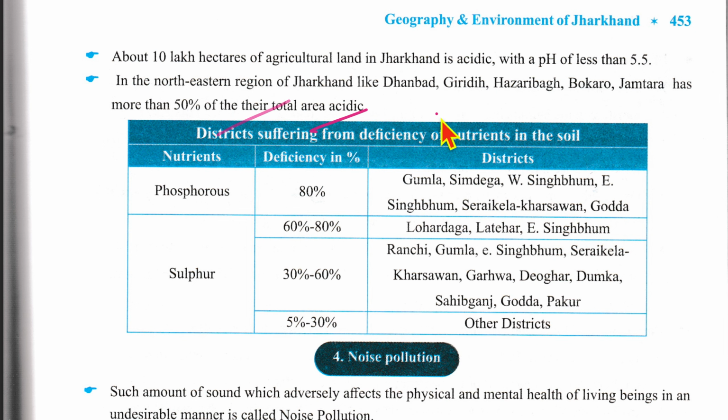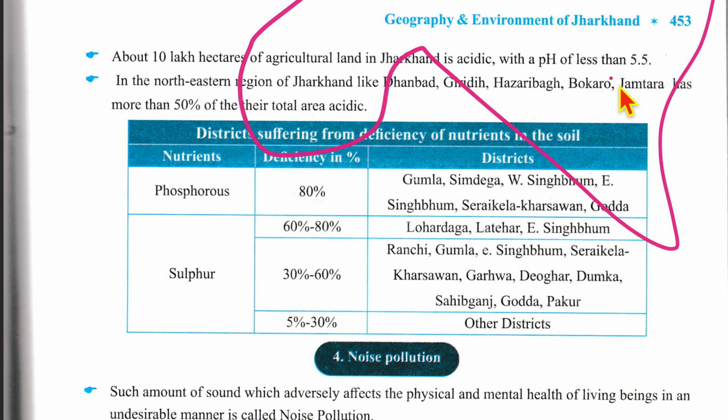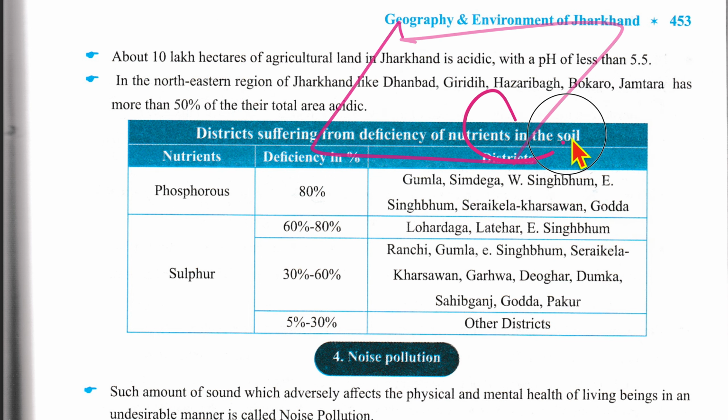Now, districts suffering from deficiency of nutrients in soil. Phosphorus deficiency, up to 80%, can be seen in Gumla, Simdega, West Singhbhum, East Singhbhum, Saraikela Kharsawan, and Godda. Sulfur deficiency can be seen in Ranchi, Gumla, East Singhbhum, Saraikela Kharsawan, Garhwa, Deoghar, Dumka, Sahibganj, most of the regions.